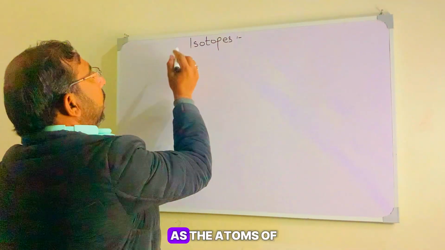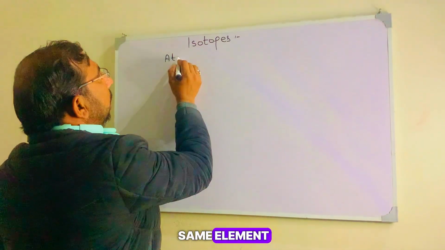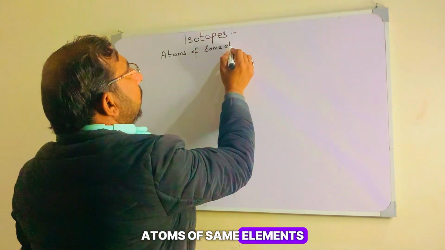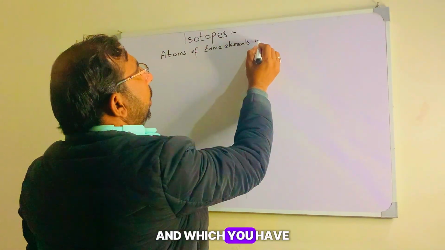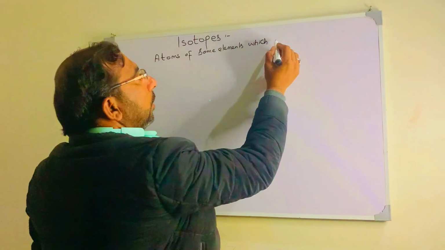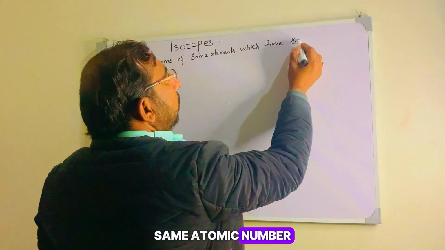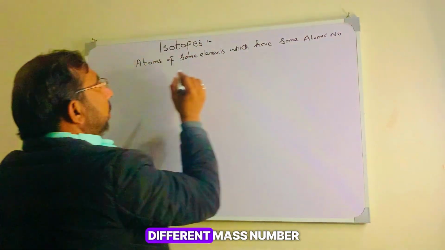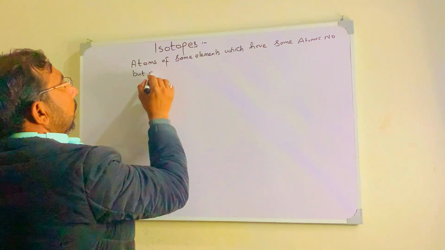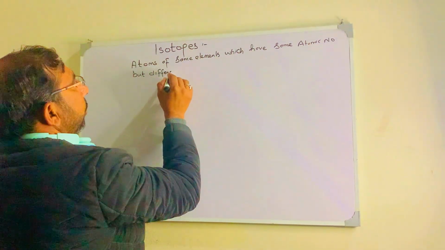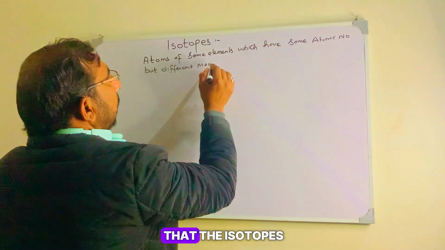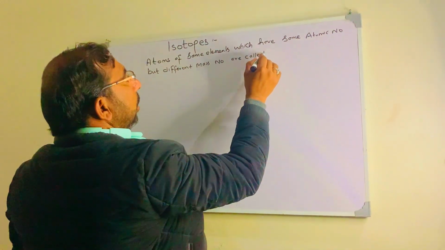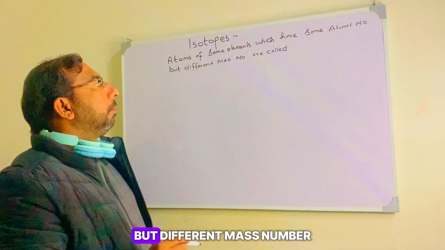Isotopes can be defined as atoms of the same element which have the same atomic number but different mass number. We can say that isotopes are the atoms of the same element which have the same atomic number but different mass number.